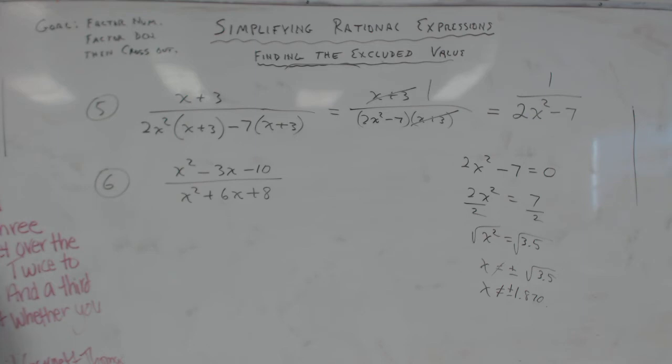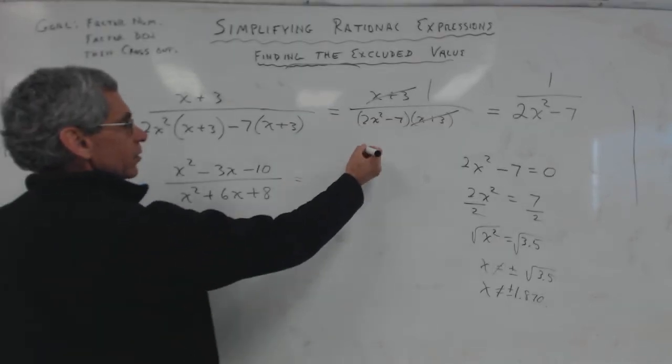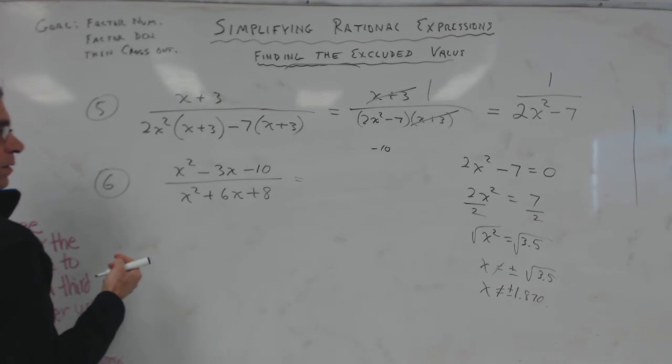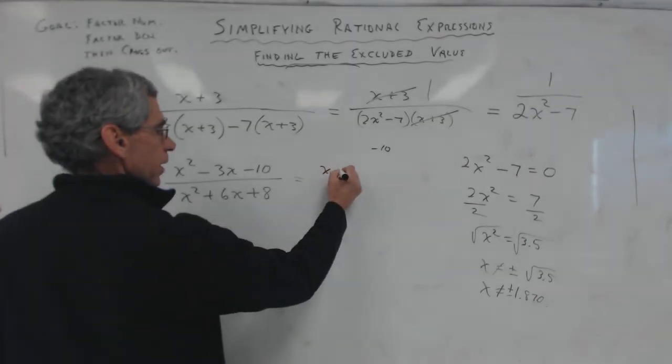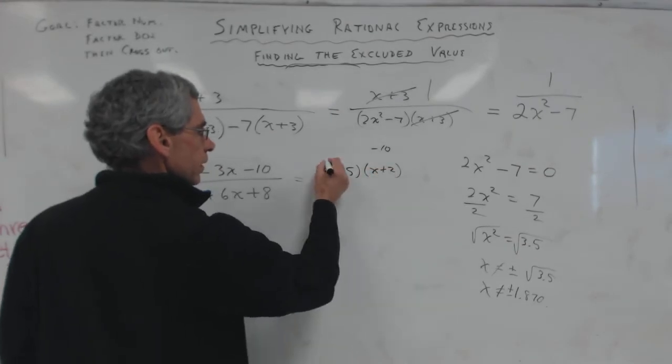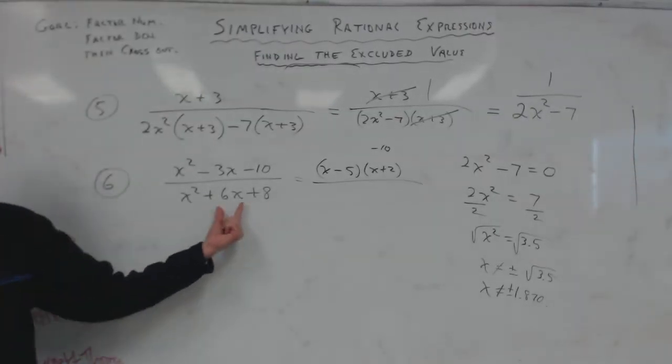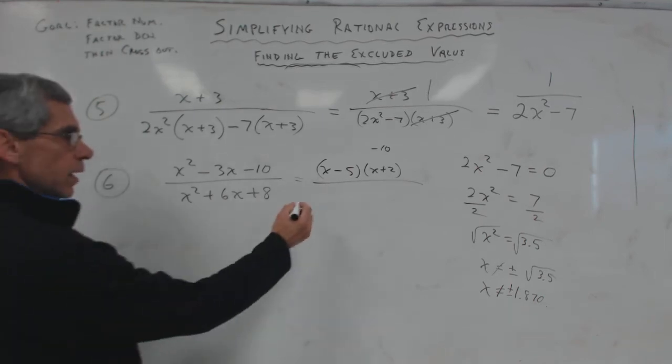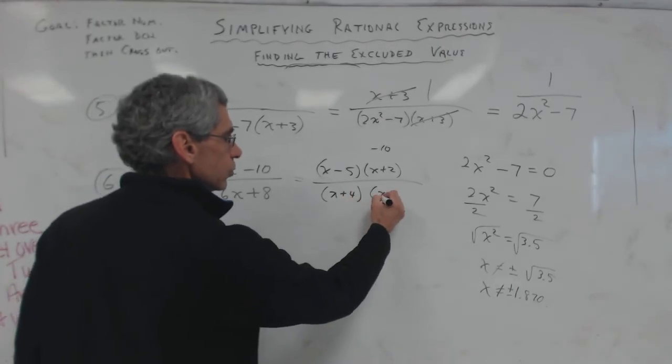You would factor. So you would basically factor both. Remember, our goal is we factor the numerator. Don't look at the denominator, just factor the numerator. Then factor the denominator, don't look at the numerator. Then see if you have... So the top would be, factor the negative 10, it would be x minus 5, x plus 2. Is that right? Okay, what about the bottom one? Factors of positive 8 that add to 6. 2 times 4. Right? x plus 4 times x plus 2.